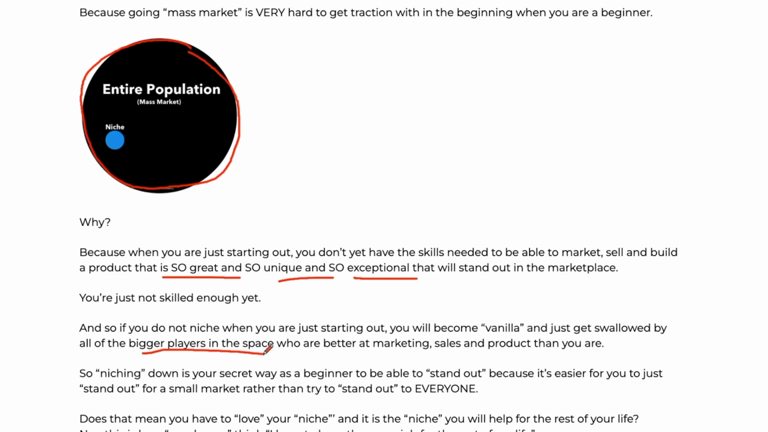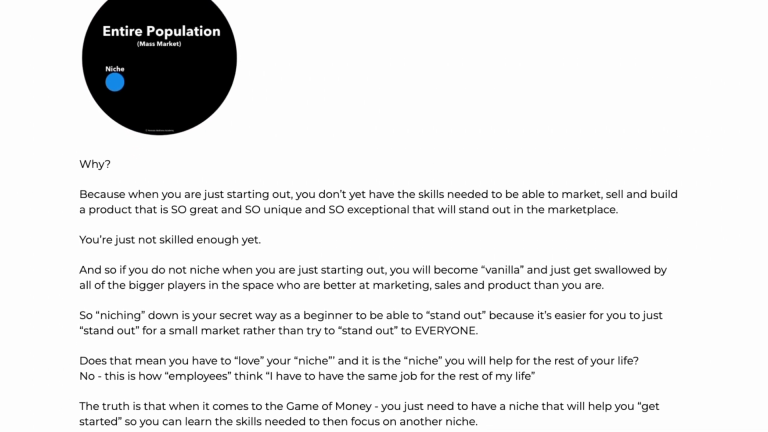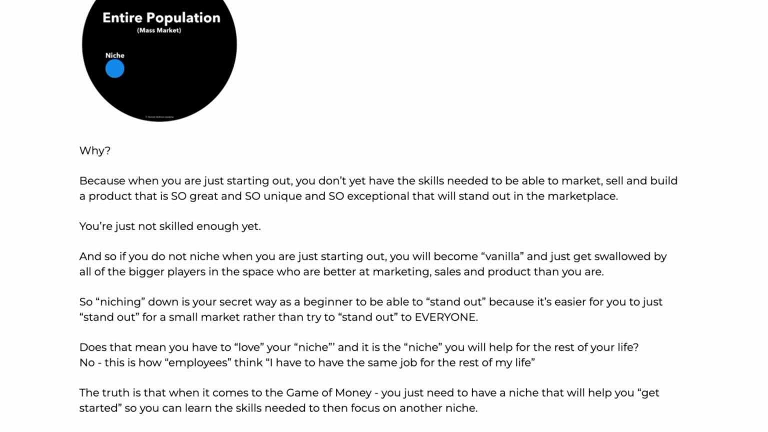And if you try to go mass market when you are not yet that skilled, what's going to end up happening is that you're going to be vanilla and you're going to get swallowed up by all of those bigger players who are just so much more skilled and better than you are right now. And so niching down and market positioning is the secret way for a beginner to really be able to stand out. And it's so much easier for you to be able to stand out in a smaller market rather than trying to stand out to everyone who's mass market and the entire population, right?